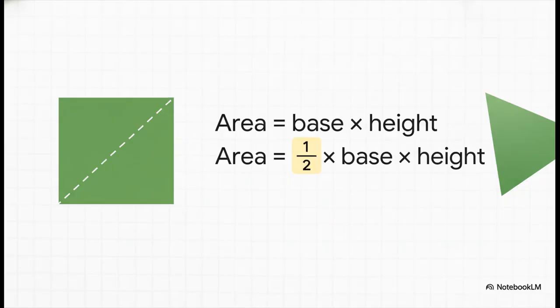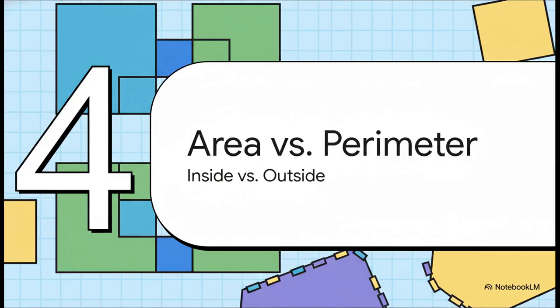So it follows, right? If the area of the whole rectangle is its base, that's the bottom side, times its height, then the area of one of those triangles has to be exactly half of that. So it's 1/2 times the base times the height. Totally makes sense. Okay, let's tackle something that trips a lot of people up.